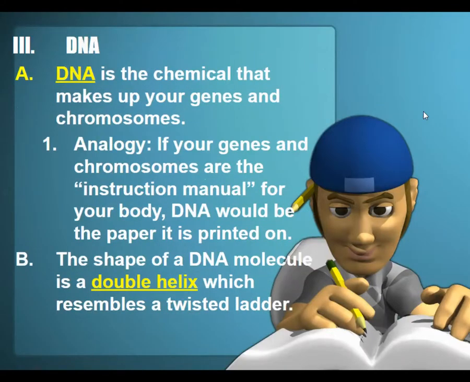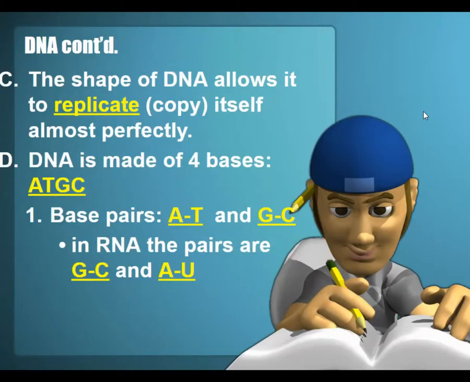DNA is the chemical that makes up your genes and chromosomes. An analogy for this: if your genes and chromosomes are the instruction manual for your body, the DNA would be the paper that it's printed on. The shape of the DNA molecule is a double helix, which resembles a twisted ladder. And the shape of DNA allows it to replicate or copy itself almost perfectly.